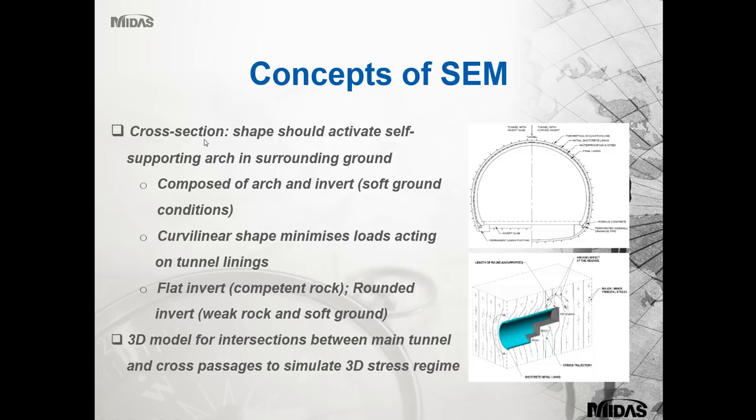In the sequential excavation method, the type of cross section chosen depends on the nature of the ground. So a curved linear shape is preferred to redistribute stresses due to the excavation. In competent rock ground, inverts are normally flat, but under soft ground conditions, a rounded invert is chosen for a more gradual stress flow across the tunnel cross section.